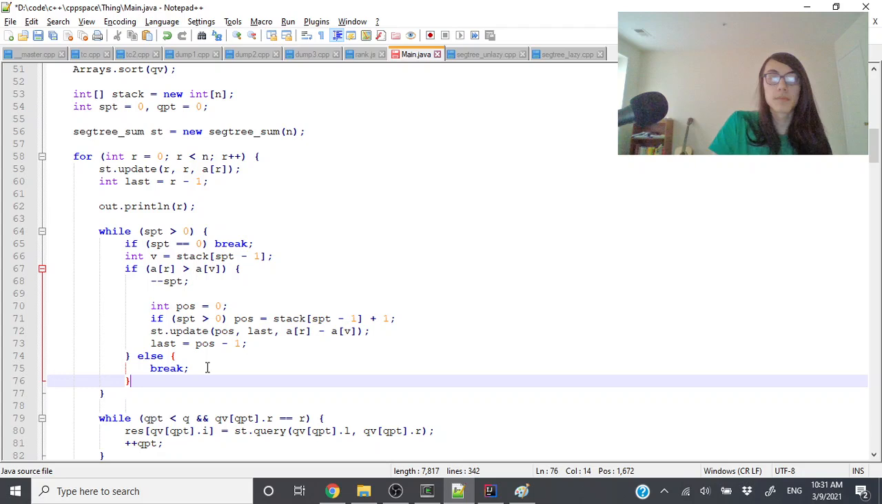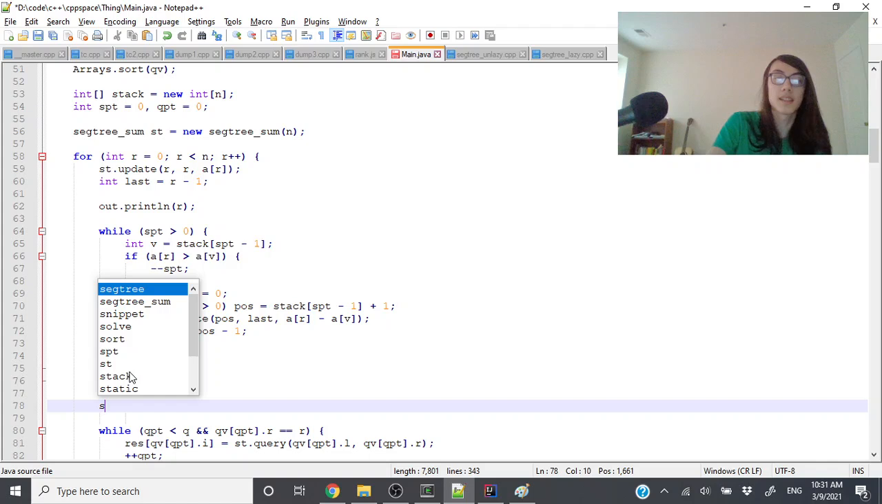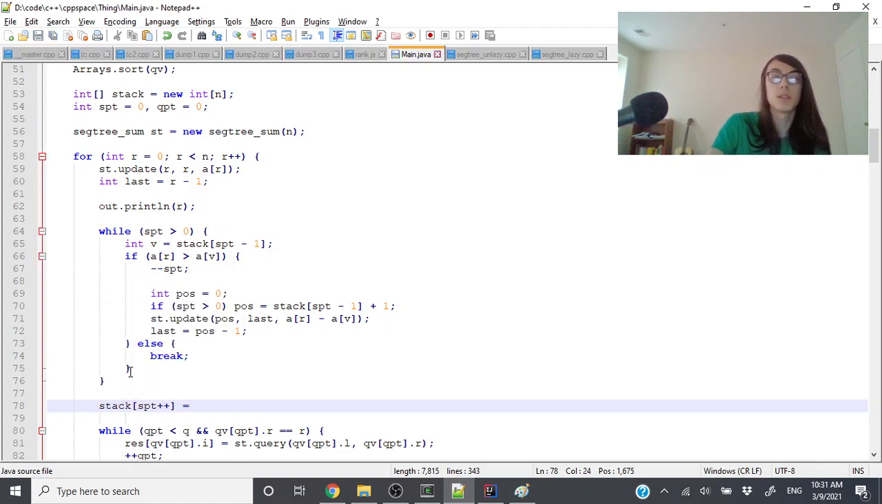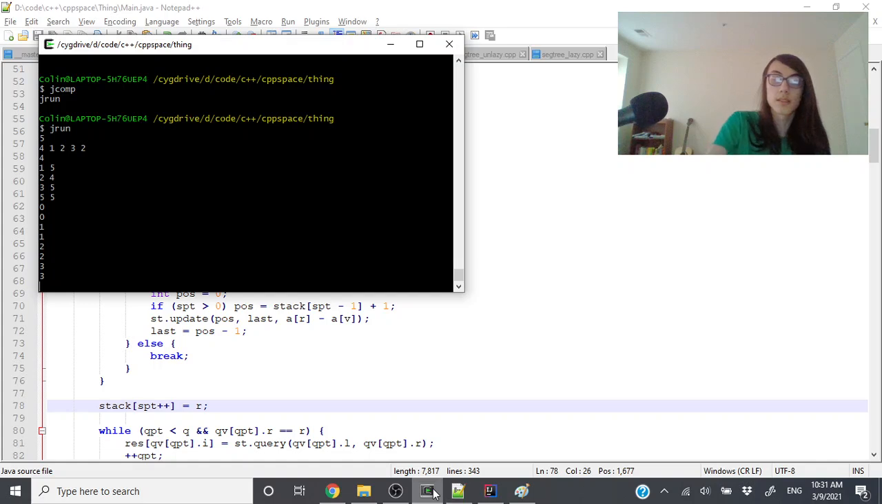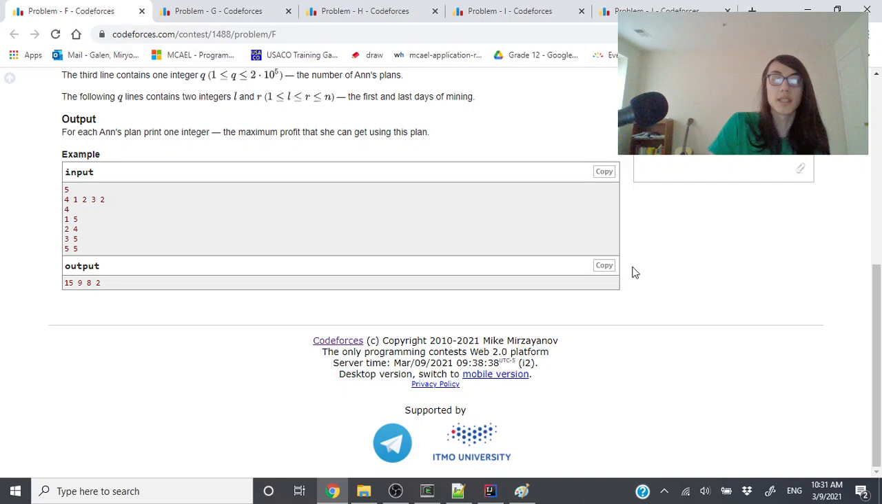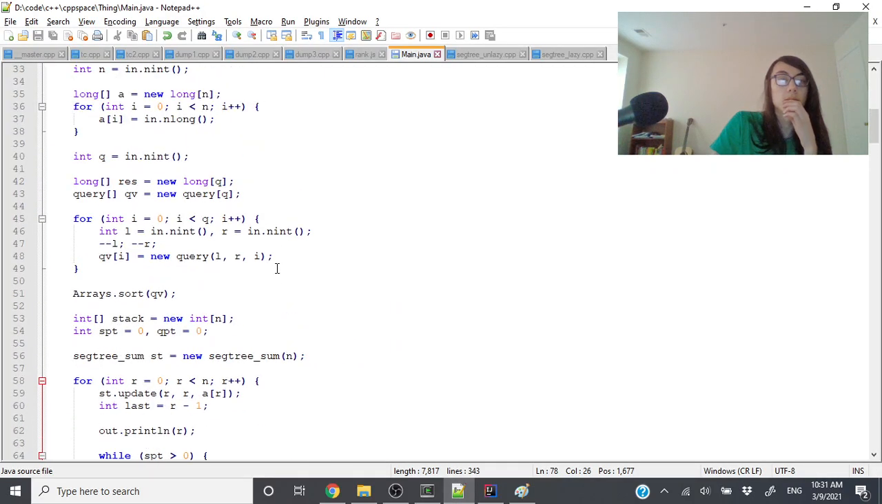I'm having some issues with this. So while s point is greater than 0, if s point is already greater than 0, then... Oh, wait, shoot. I didn't even put anything onto the stack. That makes sense. So s point plus plus is equal to r. Yes. Okay, that doesn't make any sense, but... Wait, is this still reading input? What is happening?